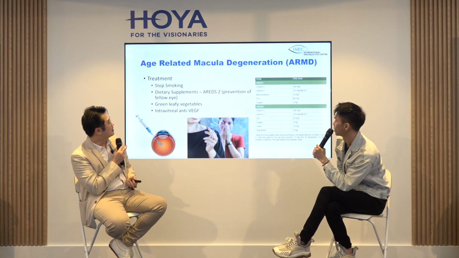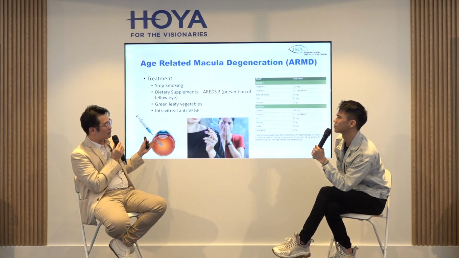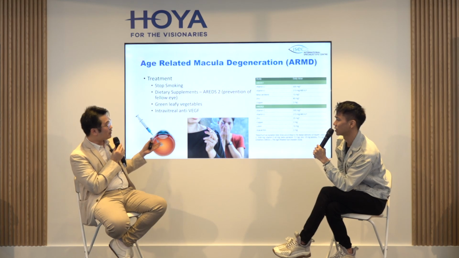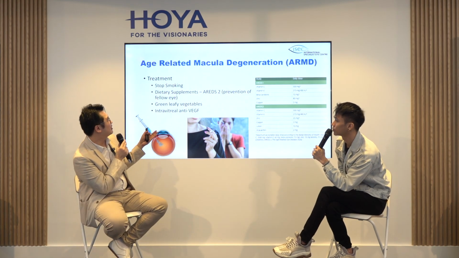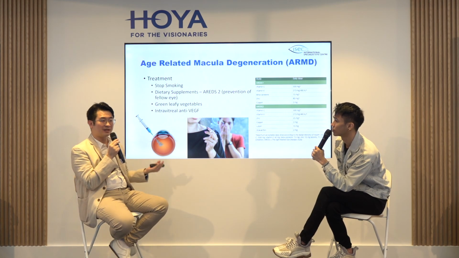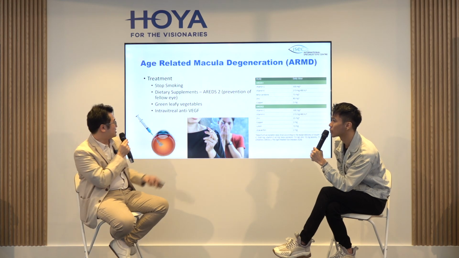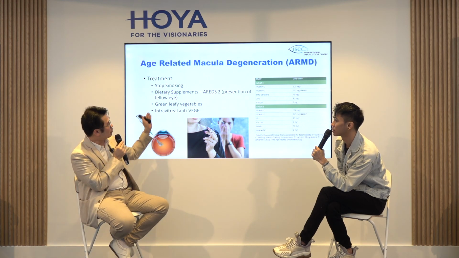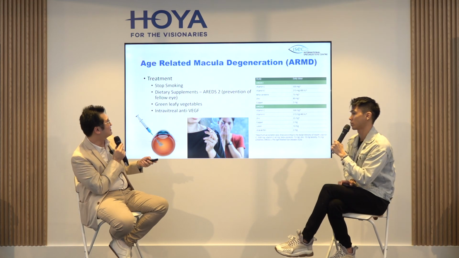So again, it's the same thing. It's intravitreal injection that we do. And there are certain things that can be done as well, such as stop smoking. You can take some supplements for this. This is the only one that we ask you to take supplements. It's called AREDS 2. You can get it at the pharmacy. And of course, eat more green leafy vegetables. And I think that's all.